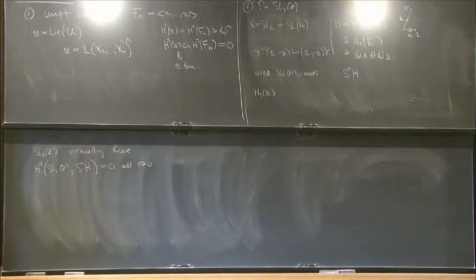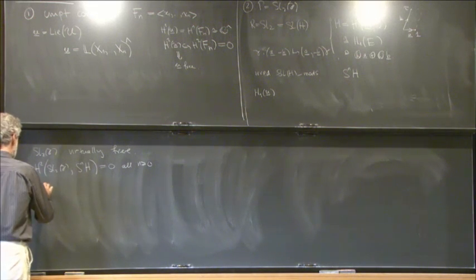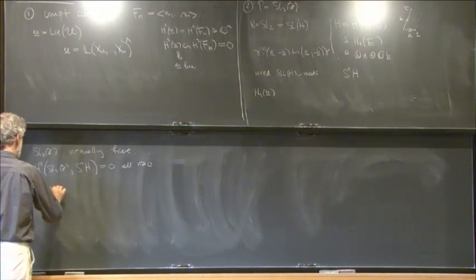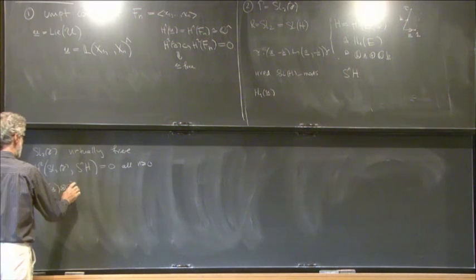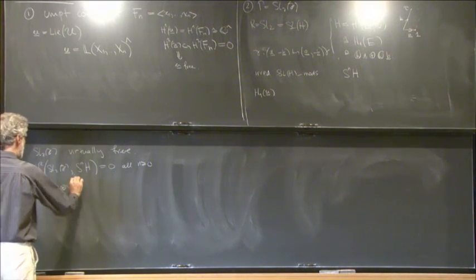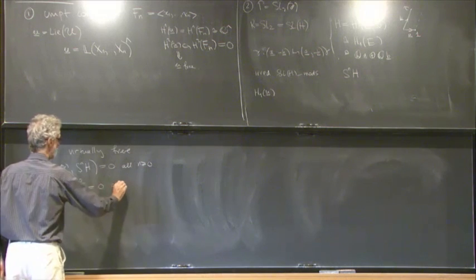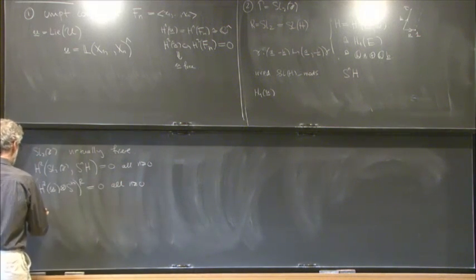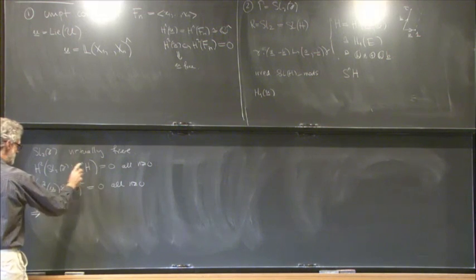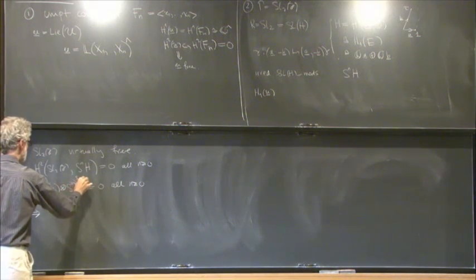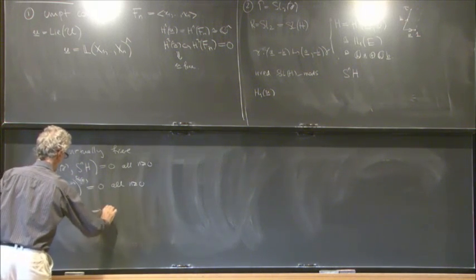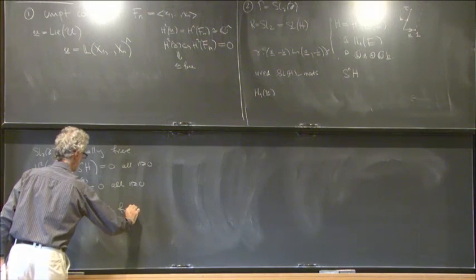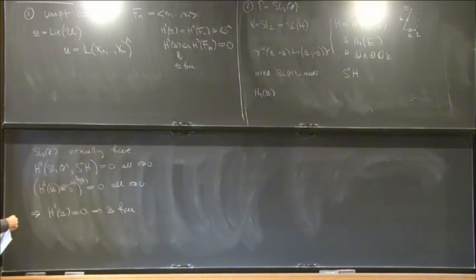So by this statement over here, this is telling us that H2 of U, the Lie algebra of the unipotent radical, tensored with Sn, and you take R invariants, this is equal to 0, all n greater than or equal to 0. So because this is a representation of SLH, this just implies that H2 of U equals 0, which implies that U is free. So that's sort of convenient, right? So the unipotent radical is free.